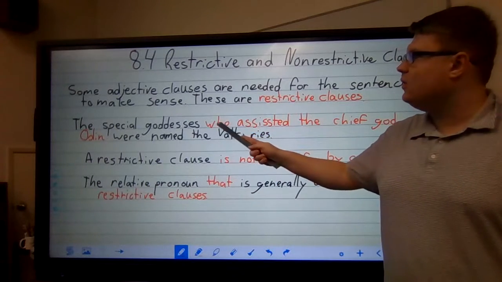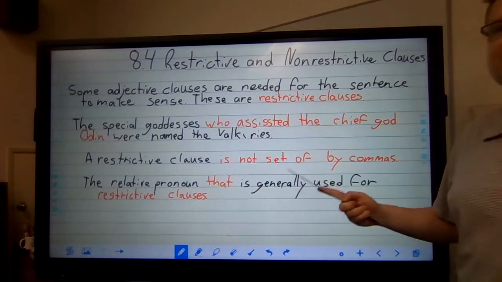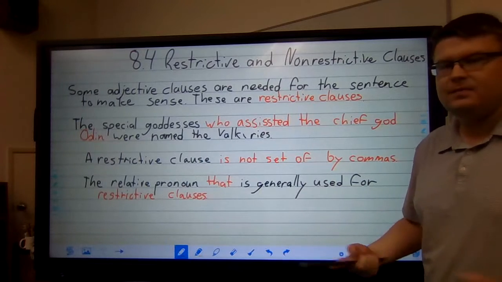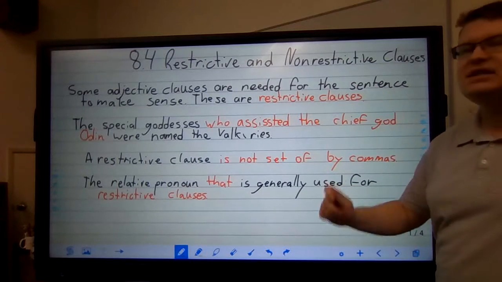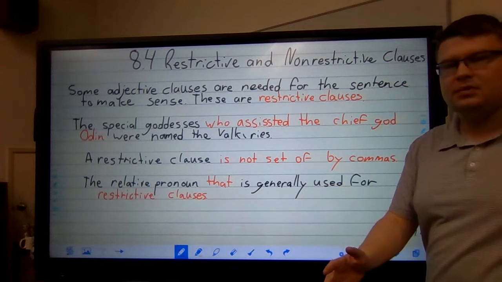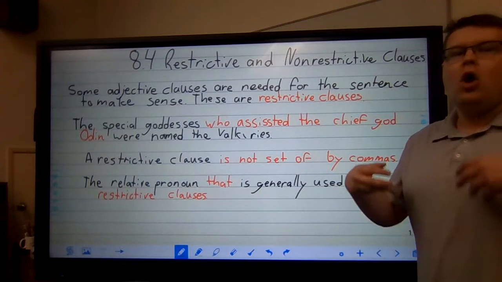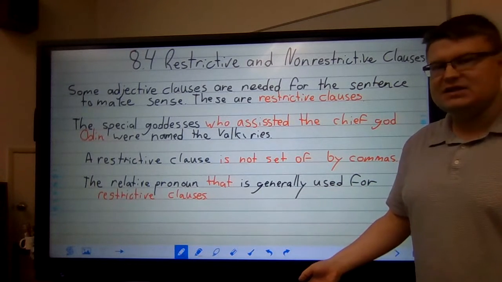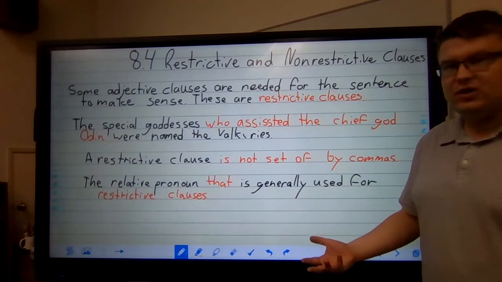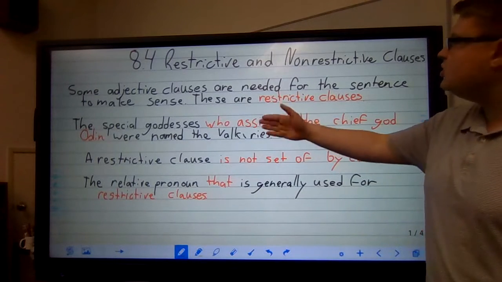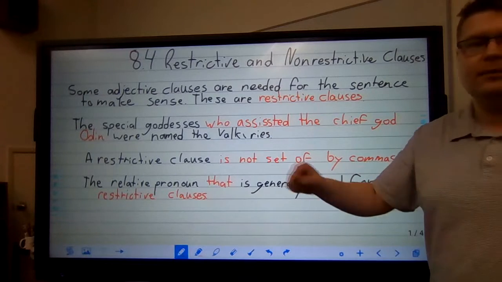This is telling you exactly which special goddesses we're talking about. It is needed for the sentence to be clear, because otherwise we wouldn't know which special goddesses were named the Valkyries. Which special goddesses were named the Valkyries? The ones who assisted the chief god Odin.